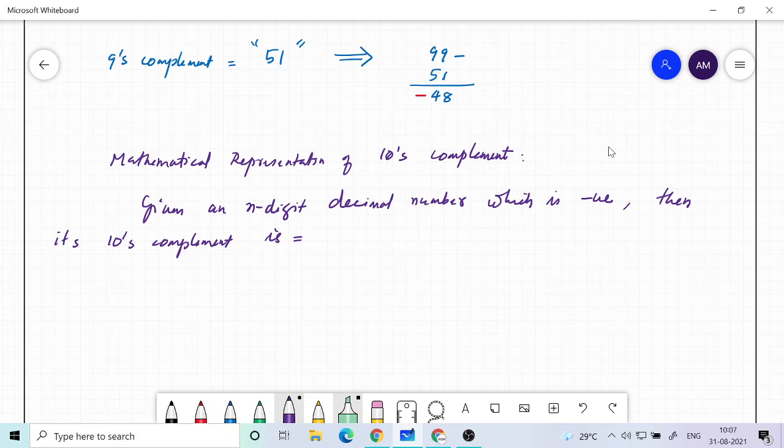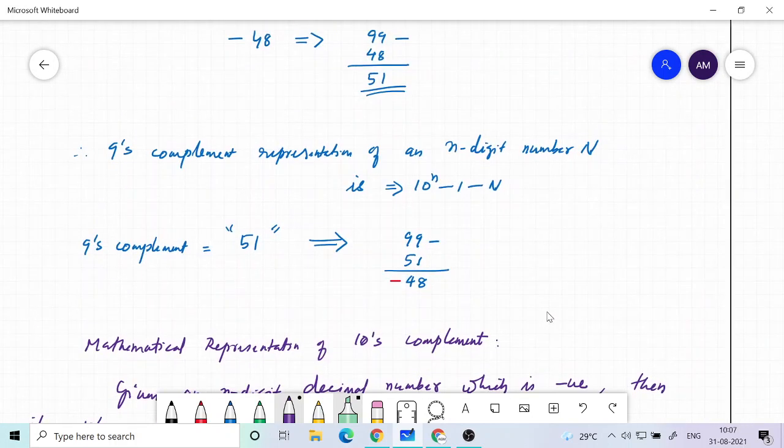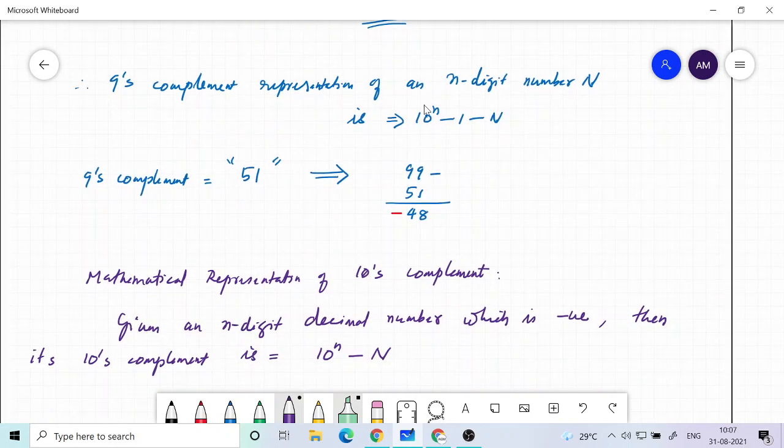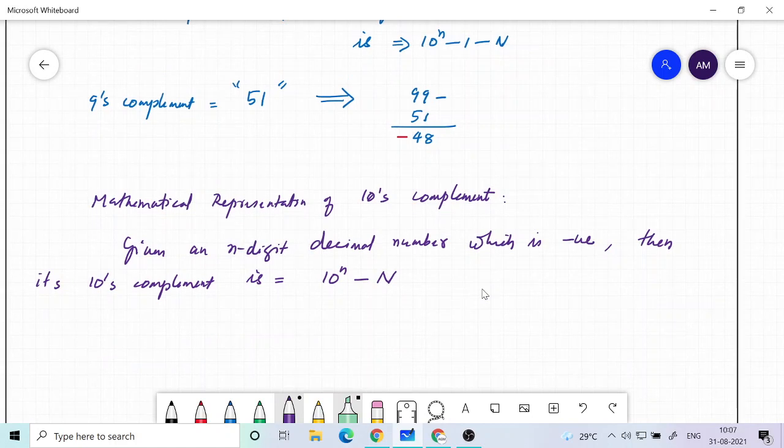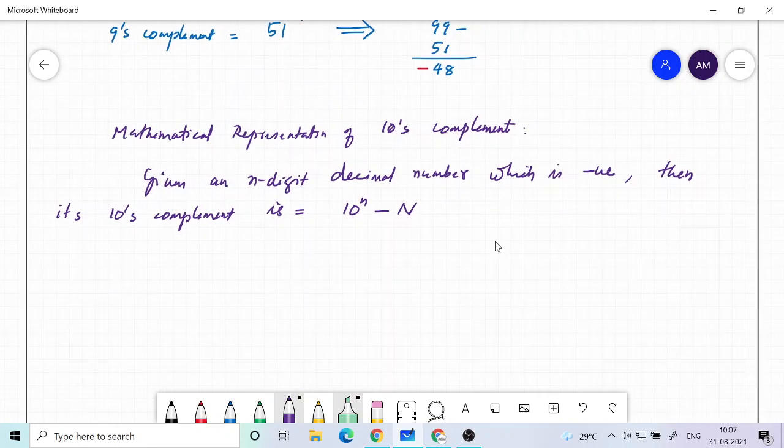what we need to do? 10 raised to n minus n. Earlier we had 10 raised to n minus 1 minus n. So 10 raised to 2 was 100, minus 1, that is 99. So 99 minus n. So here it is 100 minus n. That's all, because we just need to increment the value by 1.